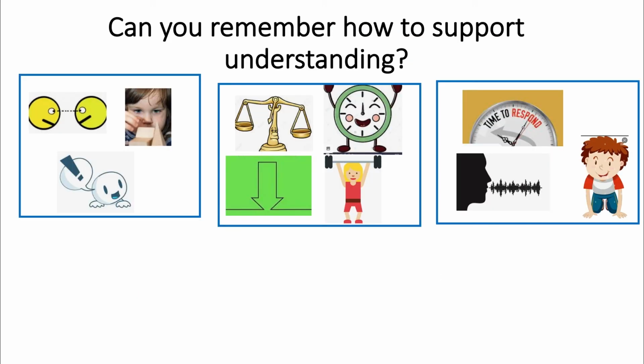So, can you remember how to support understanding? Try to look at the pictures and explain how you can use these ideas to support understanding. And if you can't remember what any of them mean, just go back in the video and watch it again.